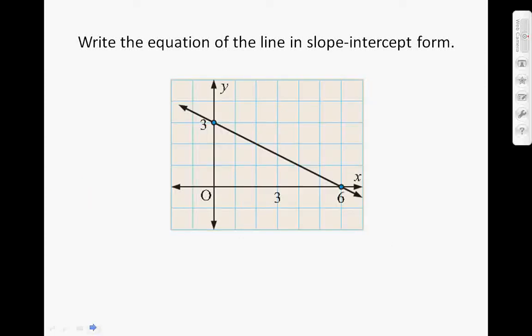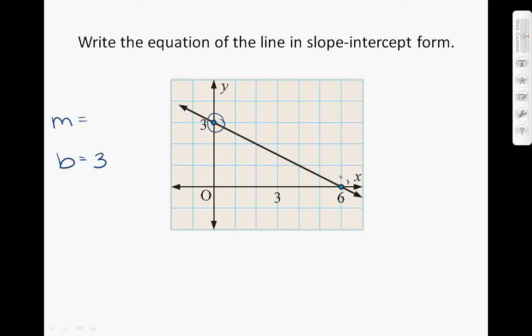Okay, let's try it again. Feel free to press pause and work on your own, or follow along with me. Looking at this graph, ask yourself, do I know what the slope is, and do I know what the y-intercept is? Okay, probably pretty easily we can see the y-intercept. It's 3. Slope is going to take a little more work, but we can totally do it.